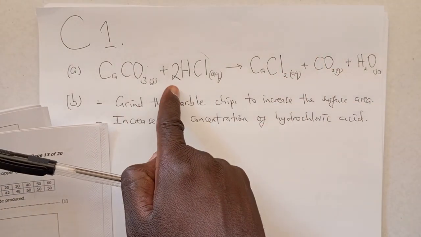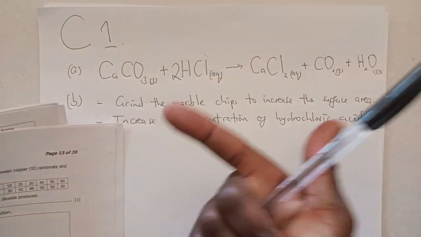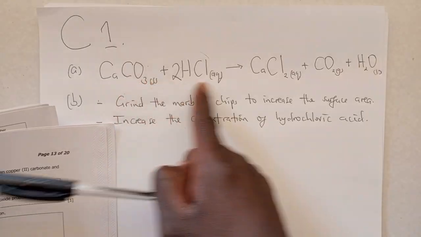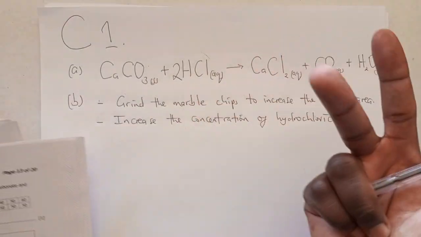If you write the correct state symbols, you will be given another mark. And when you correctly balance your equation, you'll be given another mark, which sums up to 3 marks.